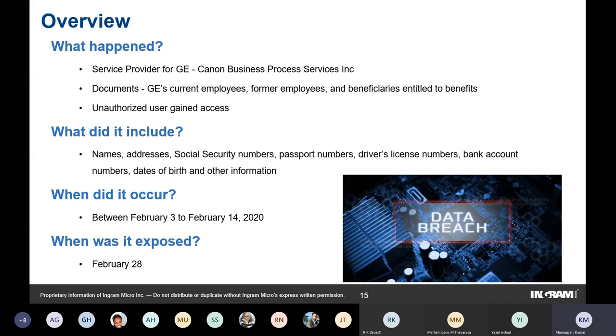So when did it occur? It occurred between February 3rd and February 2020. It is also one of the most recent ones. And it was exposed on February 28th, and this has resulted in a loss of data as well as reputation when it comes to GE.